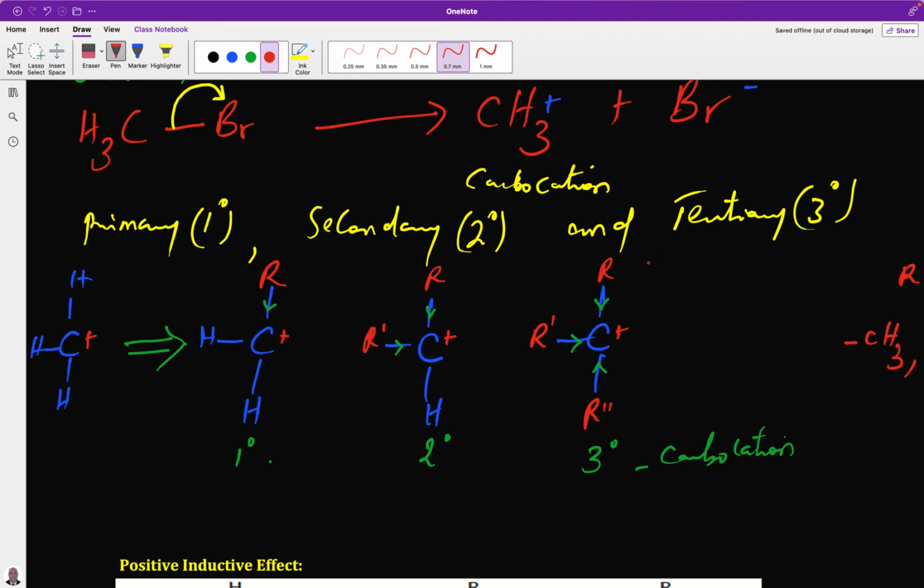And you know that these alkyl groups, as indicated by the arrow, have an effect on the positively charged carbon atom. These alkyl groups have what we call electron donating power. They tend to donate electrons to the positively charged carbon.